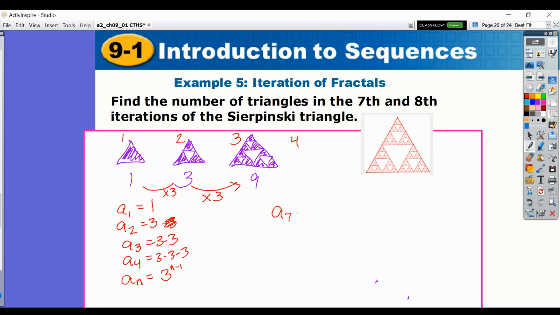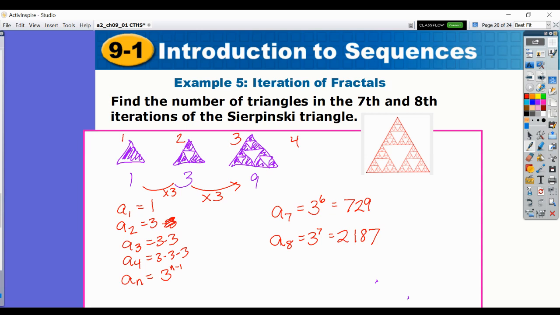So my question asked me for the 7th and 8th iterations. So I would do 3 to the 7 minus 1 and 3 to the 8 minus 1 power. So these are going to be the answers to how many triangles you would end up with. 729 and 2,187 are the answers for the 7th and 8th iteration.